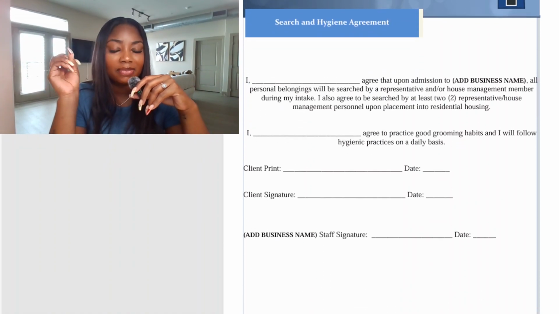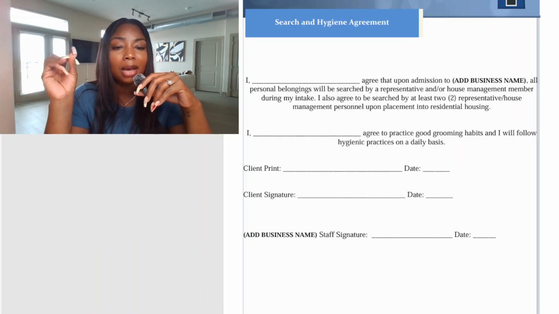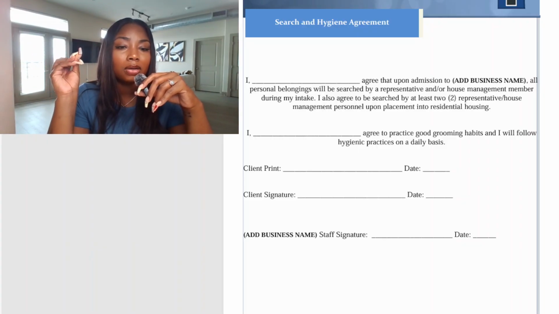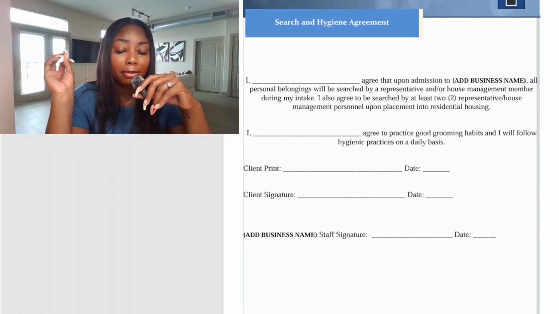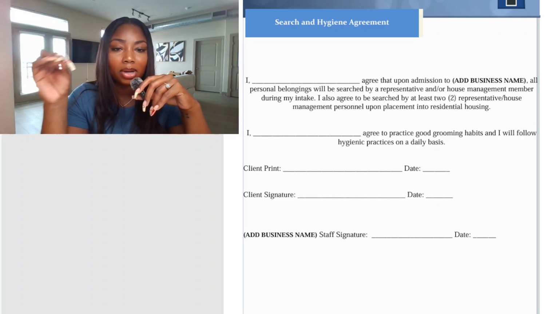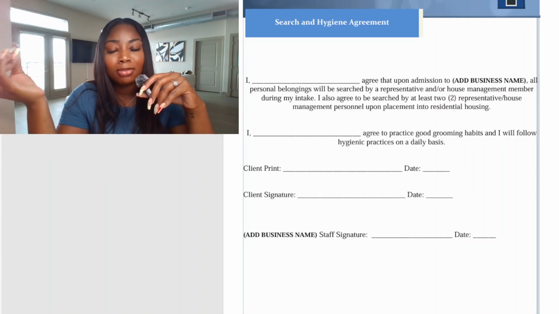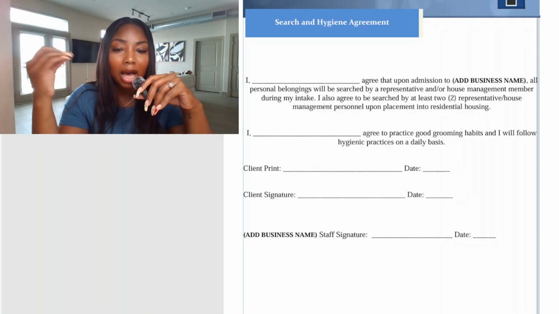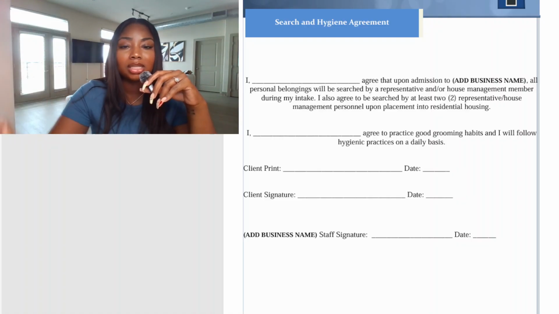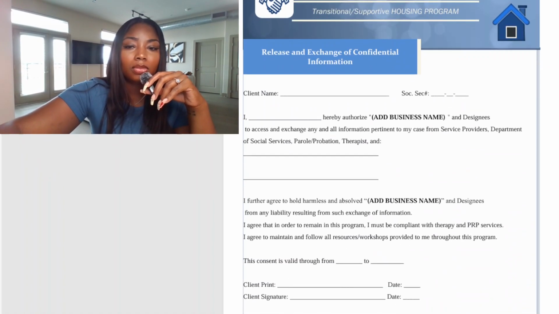Search and hygiene agreement. If I have any individuals coming from any type of treatment program and they're a couple months clean, I do a search and hygiene agreement to make sure they're not bringing any drugs or any dangerous weapons inside of the home. This is important to check their belongings depending on where they're coming from. Now, if you're just running a basic, simple room, you may not do a search and hygiene agreement. But if you're running a type of housing program, then you want to conduct a search and hygiene agreement.